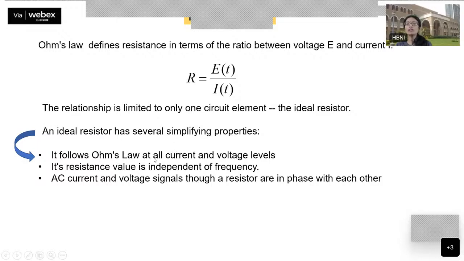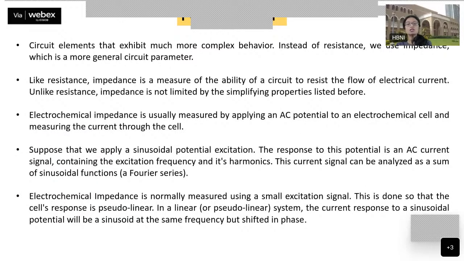So it follows Ohm's law at all current and voltage. Its resistance value is independent of frequency, and AC current and voltage signals for a resistor, you have to remember, are in phase with each other. But in real life, life is not simple. So the actual resistors that we have in real life generally show much more complex behavior.